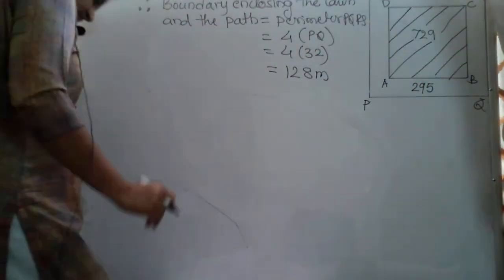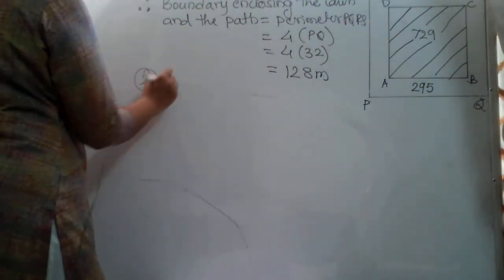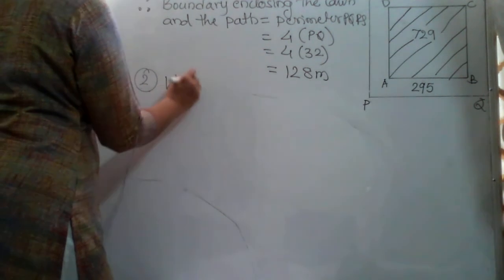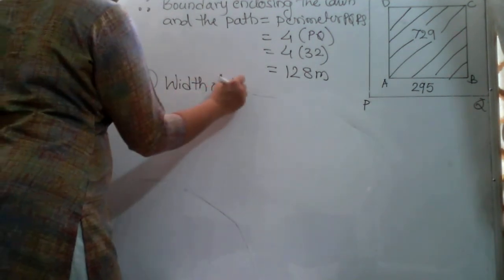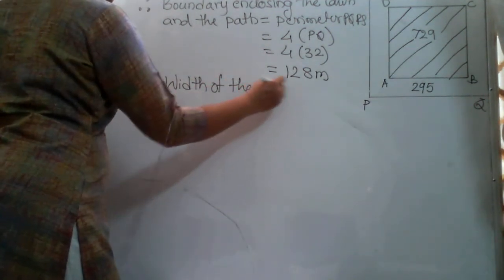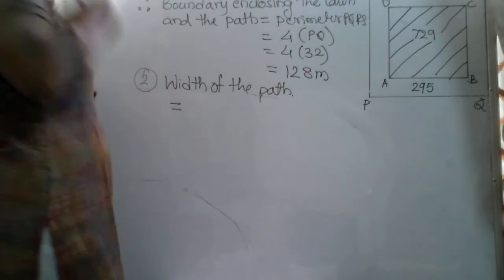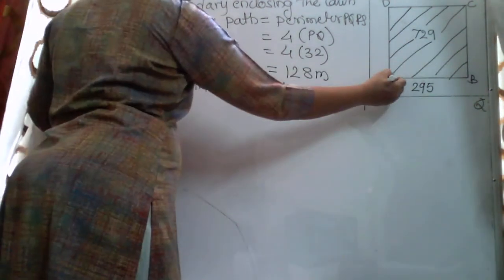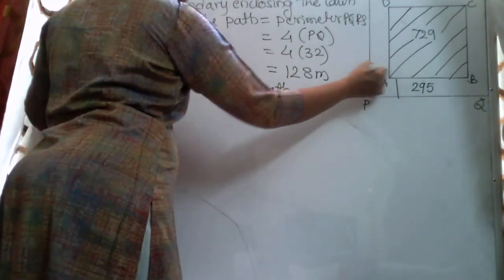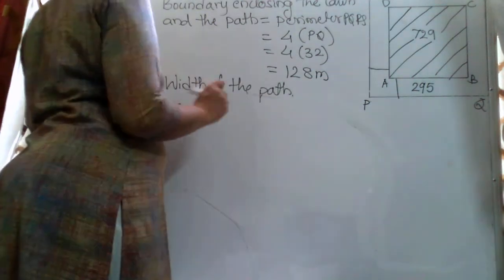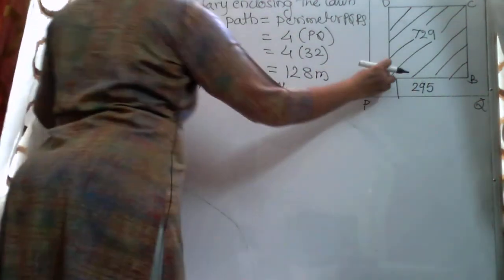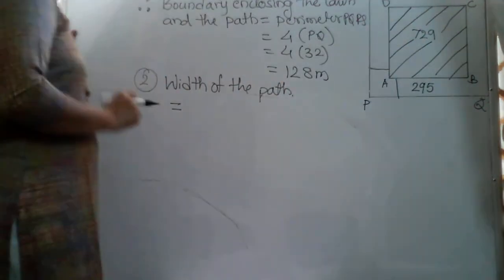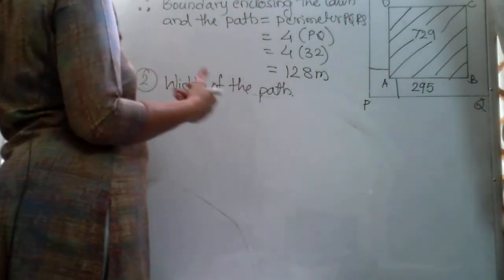Now the second part of the question says width of the path. So the second part is the width of the path. Now try to listen to me carefully here. Width of the path means this height or this side, whatever you would like to say. Okay, now it is already given in the question that it is equal on all the sides, correct? Whatever is the distance, this has to be here, has to be here, has to be here. Okay, if it is so, how are we going to get the width?